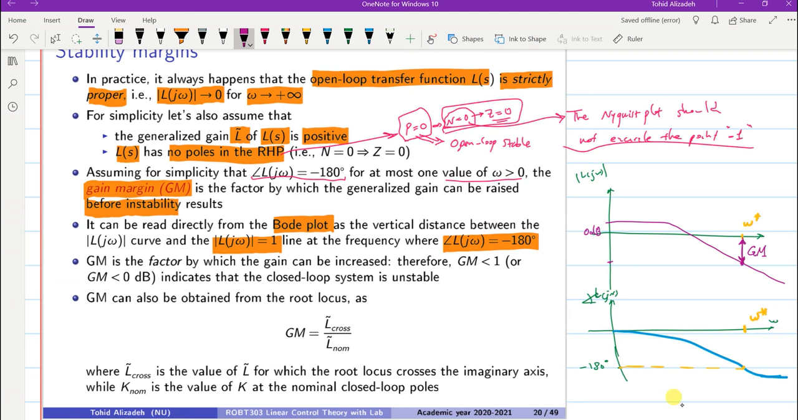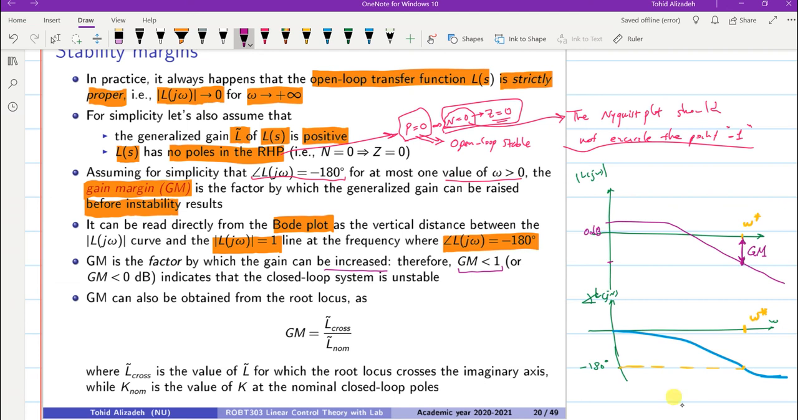Gain margin is a factor by which the gain can be increased. Therefore, if gain margin is smaller than 1, or if it's smaller than 0 dB, it indicates that the closed loop system is unstable. But if gain margin is bigger than 1, it means that the system is stable. The closed loop system is stable.